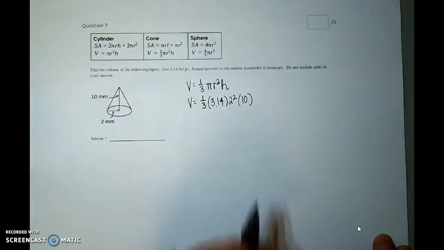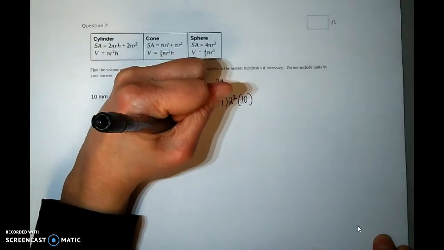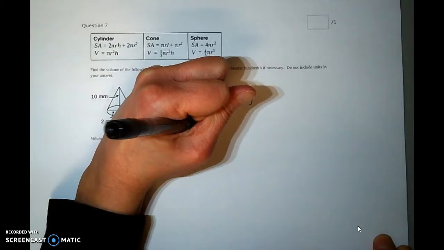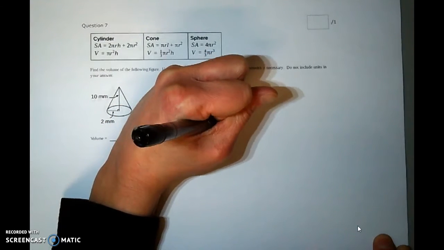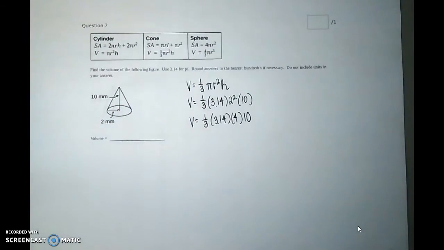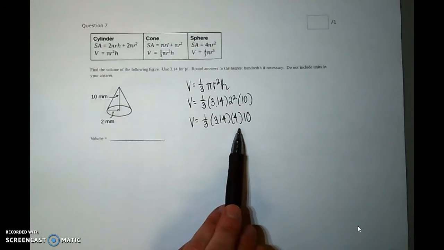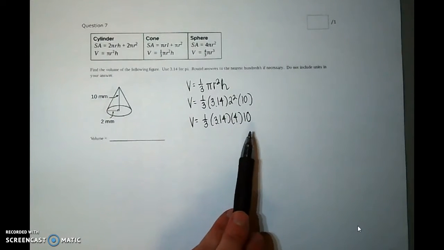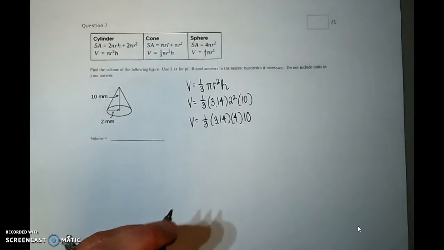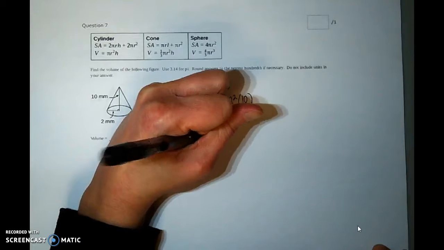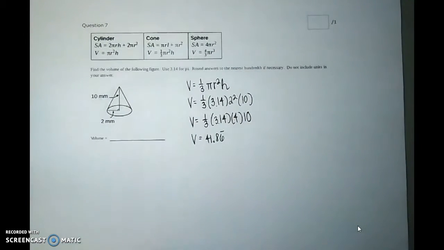Okay, so again, the very first thing I have to deal with is my exponent. 2 squared gives me 4, so I have 1/3 times 3.14 times 4 times 10. And then I'm ready to multiply. Now when I take a third of something, that's the same as dividing by 3. So I'm going to start off by taking 3.14 times 4 times 10, and then I'm going to divide that by 3, and that gives me 41.86 with the 6 repeating.